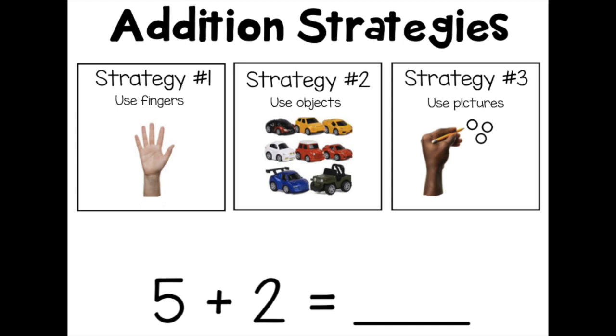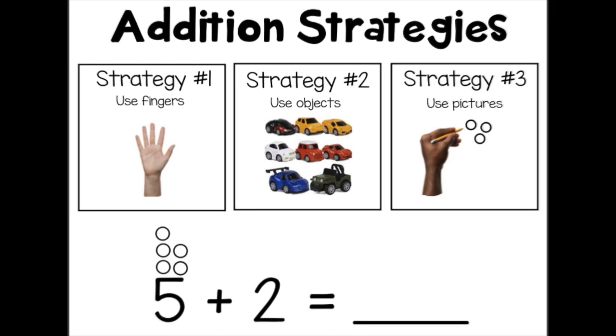The third strategy that you can use to solve addition equations is called use pictures. This means to draw a picture to represent the parts of the equation. So in the equation 5 plus 2, the first number is 5. So I'm going to draw 5 circles above it. And then the next number we want to add on to it is 2. So I'm going to draw 2 circles next to it.